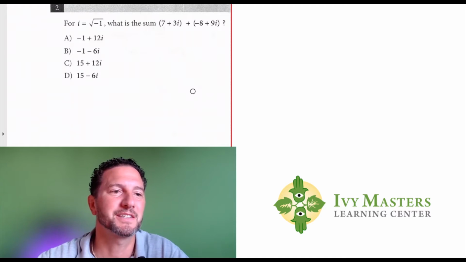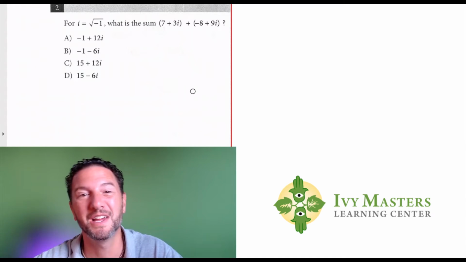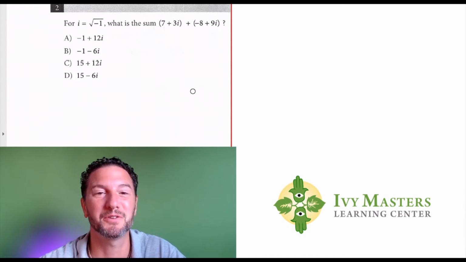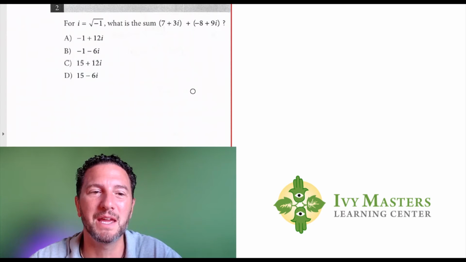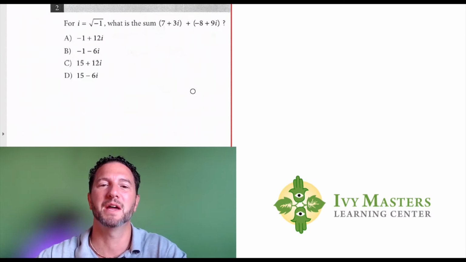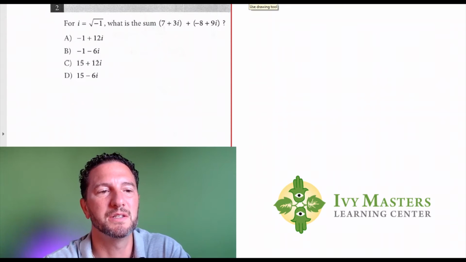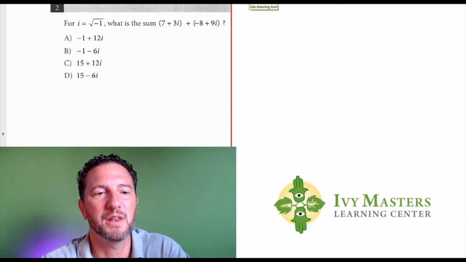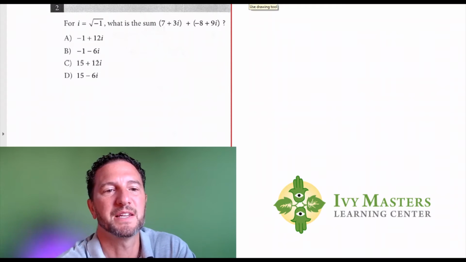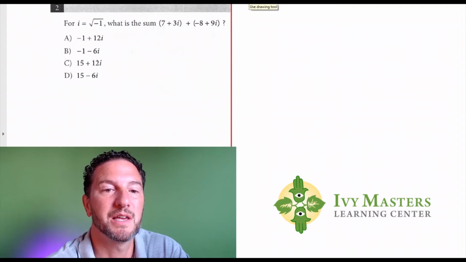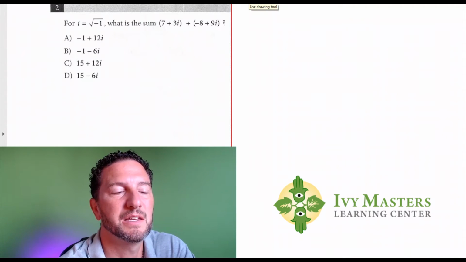Today we're going to look at Test 1, Section 1, Number 2, and I'm going to show you 2 types of mistakes that are commonly made in sum of imaginary number questions. Number 2 reads, for i equals the square root of negative 1, the sum of 7 plus 3i plus negative 8 plus 9i is what?